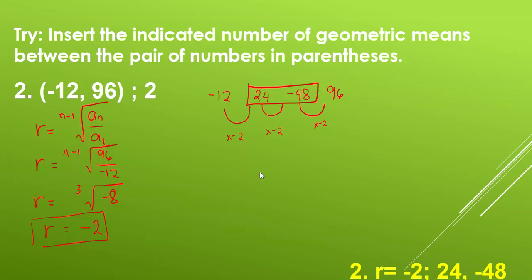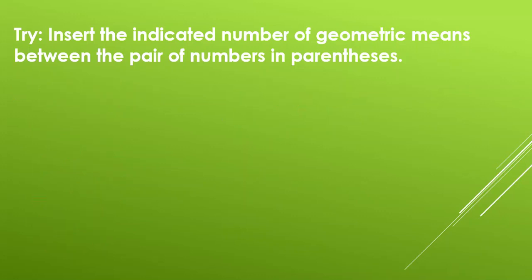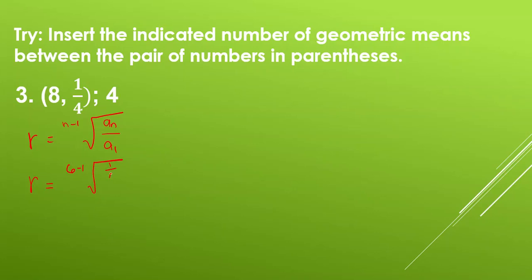Okay, next. Problem number 3. 8 and 1/4. Then you are to insert 4 geometric means. So let's repeat. The r is equal to the n minus 1 root of the last term over the first term. Your r is equal to, there will be a total of 6 terms: the 2 given terms plus the 4 that you are to insert. So 6 minus 1 root of 1/4 divided by 8.